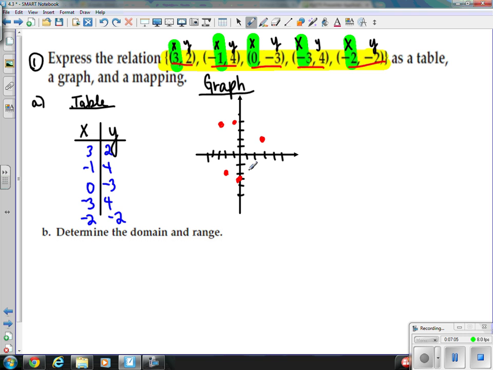So we have our ordered pairs plotted on a graph. And lastly, it asked me to show them as a mapping.